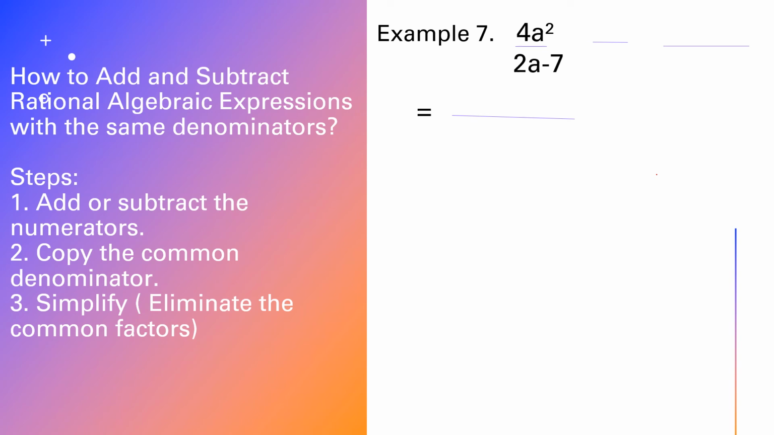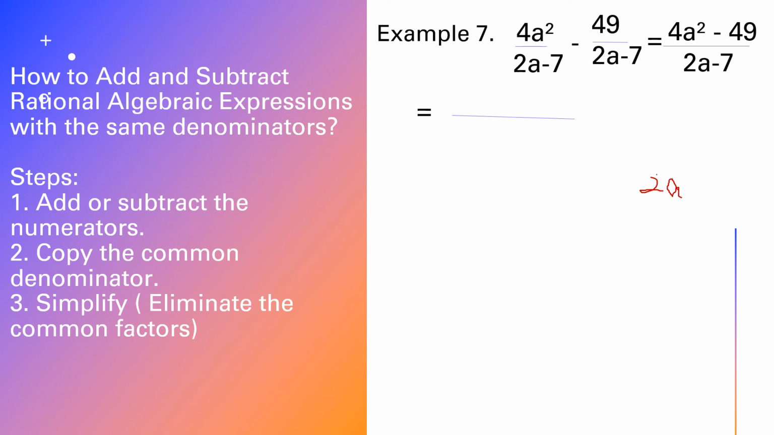4a squared divided by 2a minus 7 minus 49 divided by 2a minus 7. So, subtract the numerators, 4a squared minus 49 divided by 2a minus 7. Now, again, look at the numerator here. Again, this is a difference of two squares. We can just simply get the square root of 4a squared, and that is 2a.